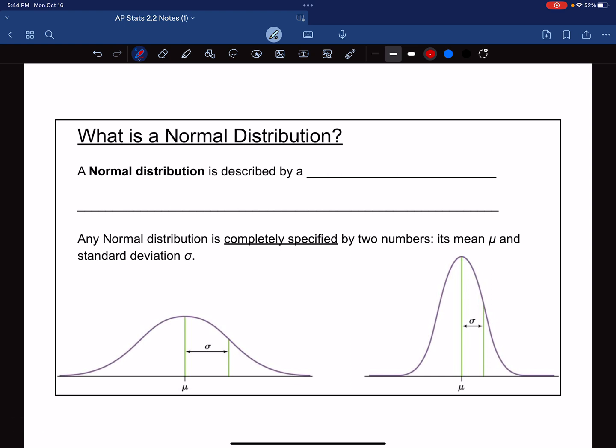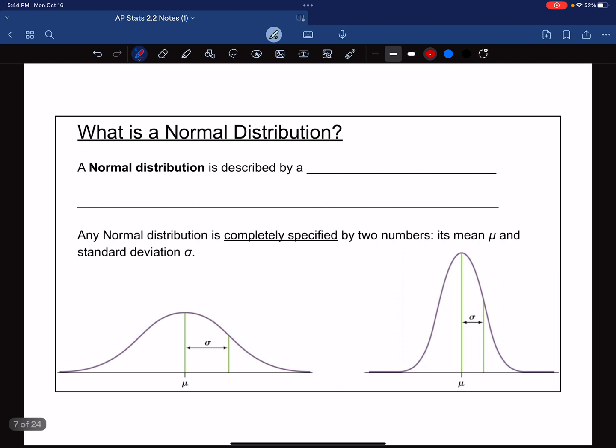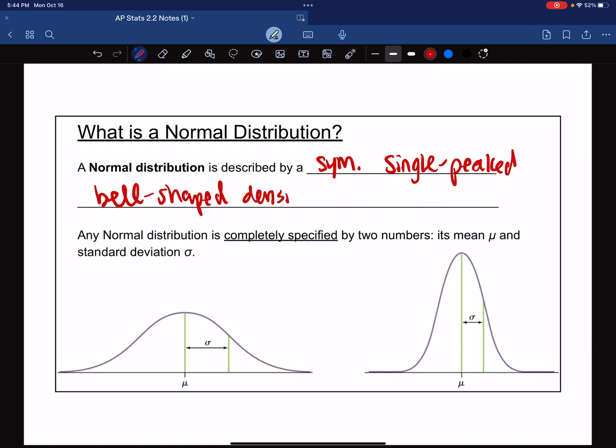Okay, so what's a normal distribution then? So a normal distribution is a symmetric, single-peaked, bell-shaped density curve. So we can't talk about normal distribution unless we talk about density curves because of its definition. Period. We also can call it the normal curve. It's always a capital N too, by the way.